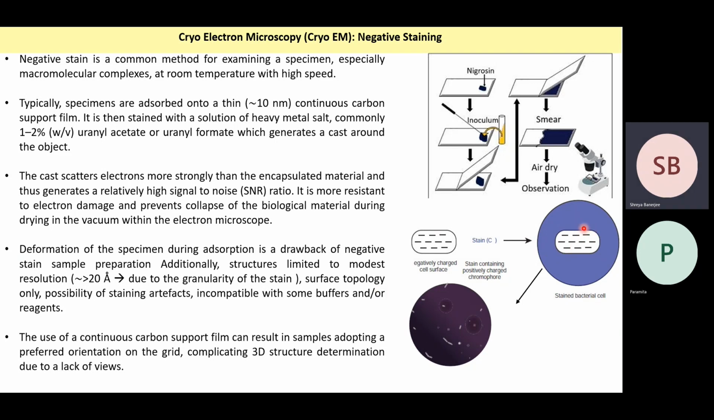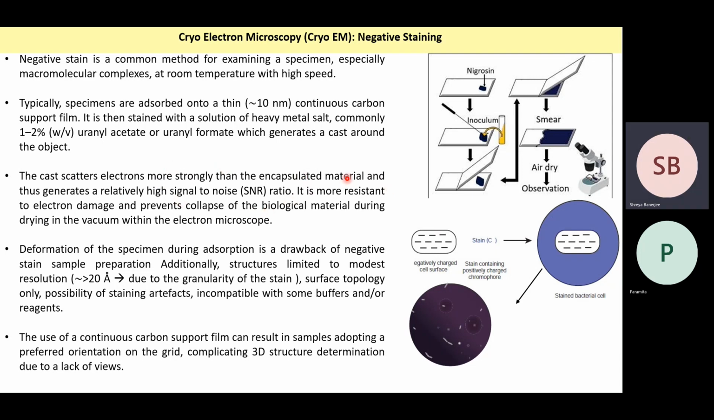So the stain forms a kind of coat around the cell, and this coating is scattering the electrons very strongly. So if the electrons were directly scattered from the surface of the cell, it will give a low intensity image. But once the positively charged stain is combining with the negative charge on the cell surface, it is scattering the electrons very strongly. So a high signal to noise ratio is generated.